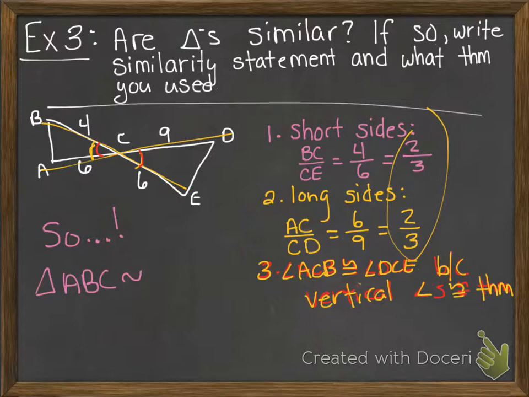What side is corresponding to AB? DE. What side is corresponding to BC? CE. What side is corresponding to AC? CD. So I'm going to name that triangle ABC by triangle DEC. And then what theorem did we use? SAS. SAS. We're okay?